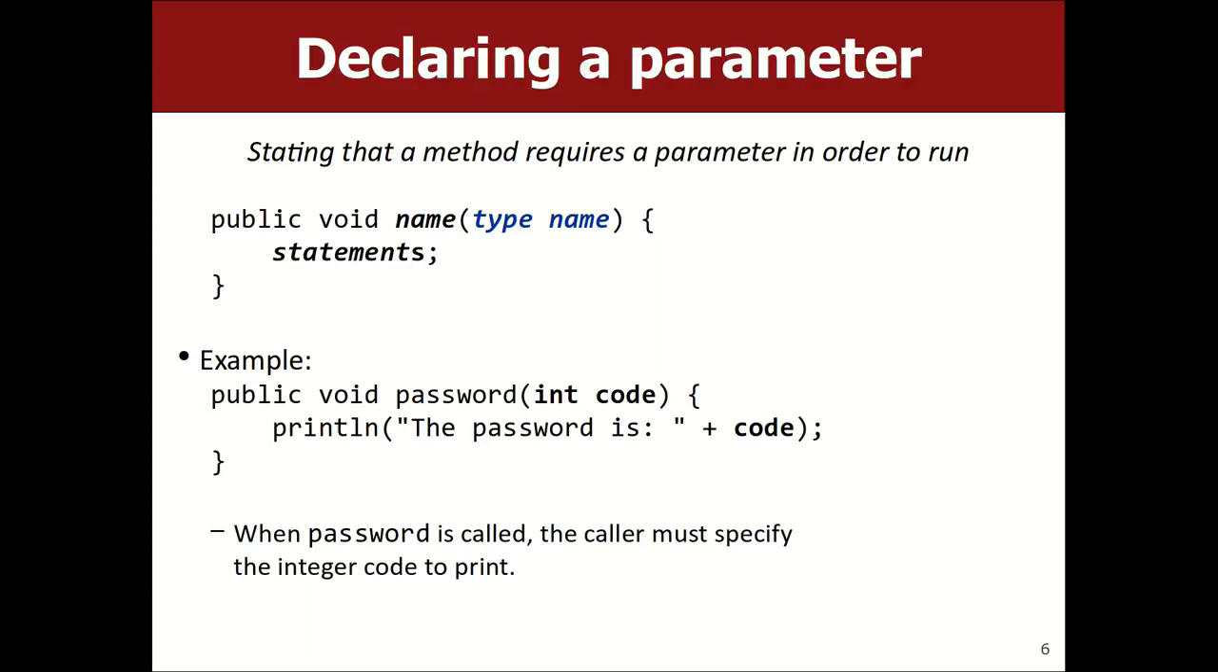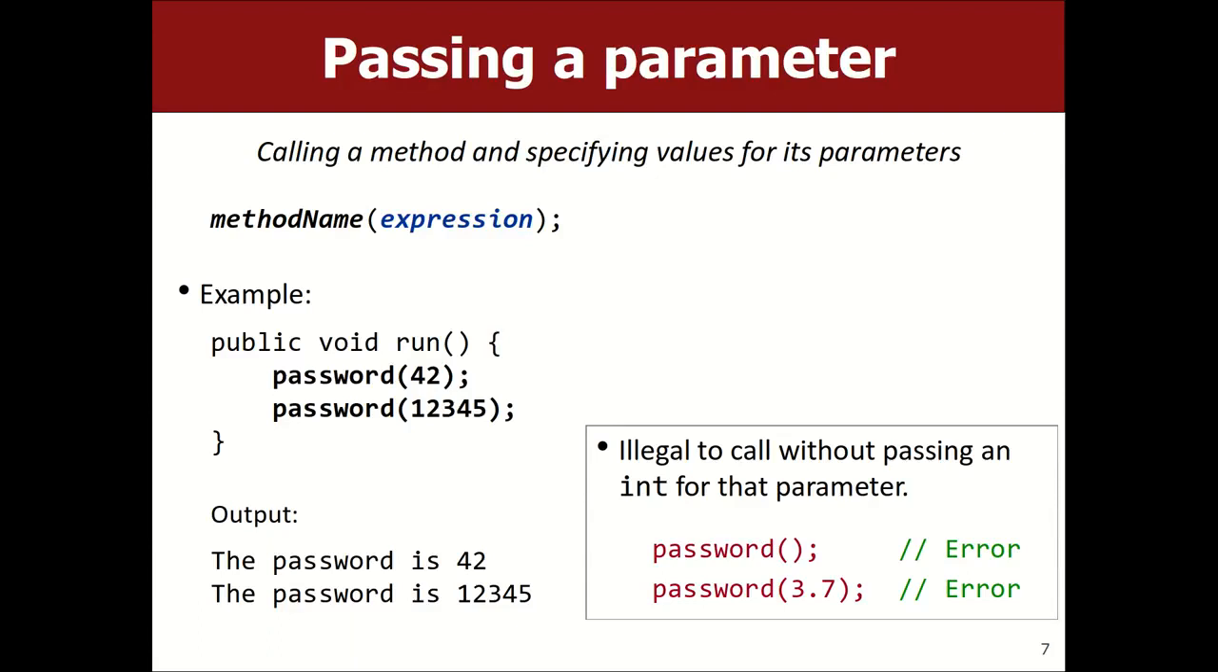Tell it what parameters your method needs. The second step is when you execute the method, when you run the method, you have to supply the value for that parameter. So if you say password 42, it means you're running the password method with int code set to 42. If you say password 12345, it means you're running the password method with the int code parameter set to 12345. And then it causes these two outputs. The password is this, the password is that. It doesn't compile if these two pieces of the program don't match up with each other. If you ask for a parameter and the caller doesn't supply one, it doesn't compile, and so on.